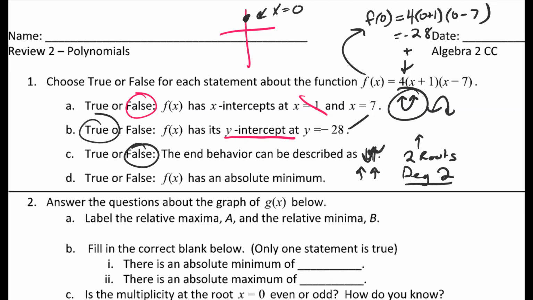And for D, f of x has an absolute minimum. Well, even if you just take a look at my rough sketch of the end behavior here, this should have a bottoming out point where that's the lowest point that my graph goes because it's opening upward. So I would say that one's true. And just to double check, I would graph that in your calculator and just check to see if there's a lowest point on the graph.